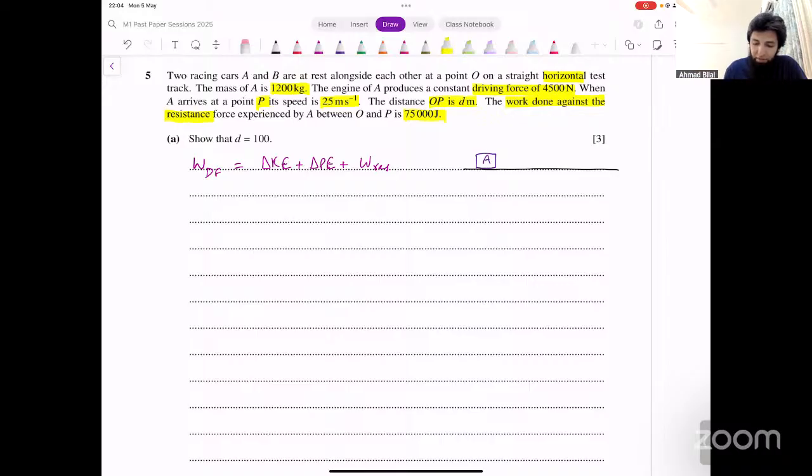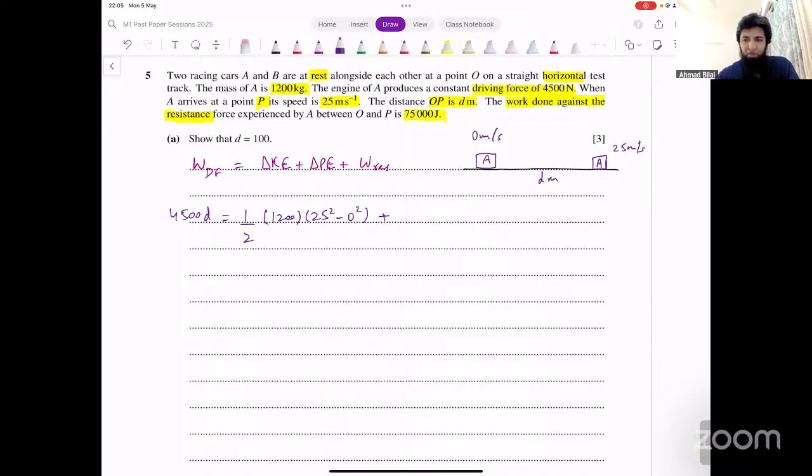Okay, so they were at rest initially. So it starts from rest and it reaches a point here. At that point, its velocity is 25 meters per second. This distance is d meters. Let's just input values in this. What's the driving force? The driving force is 4,500. So what's the work done by the driving force? 4,500 times the displacement. That's the work done by driving force. That equals change in kinetic energy, half m, that is 1,200, times v squared, that's 25 squared, minus u squared, that's 0 squared. Plus change in potential energy.